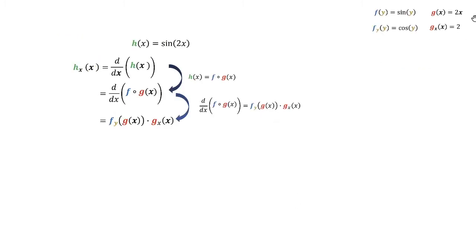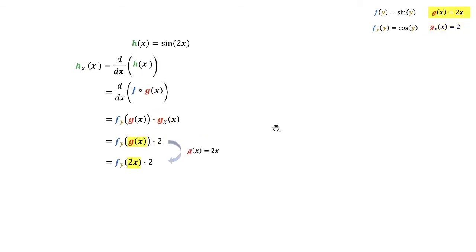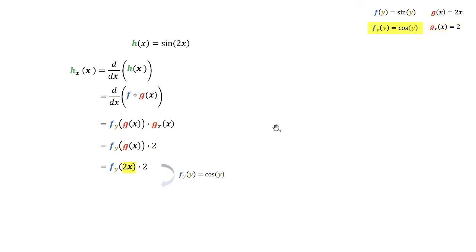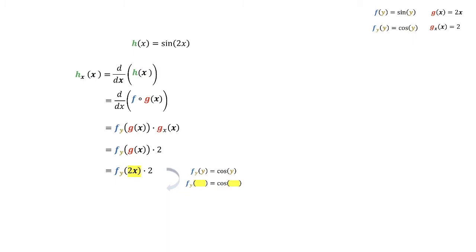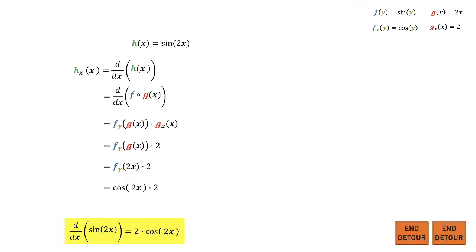So here's my data. I just plug it directly into the chain rule. g of x, g prime, evaluate f prime of y. Plug in. There you go. Clean it up.